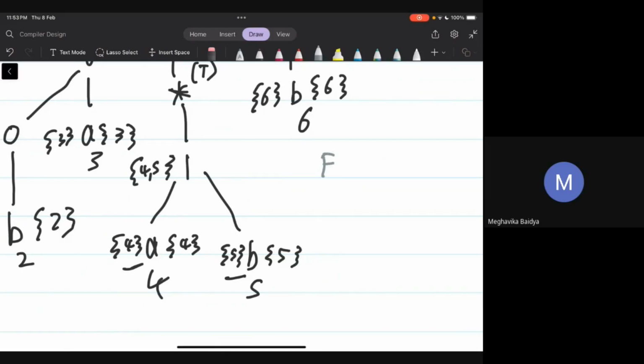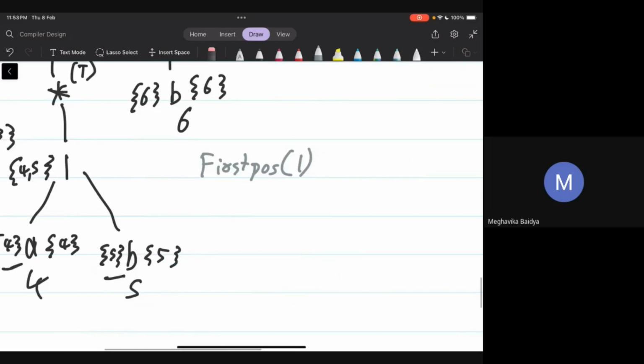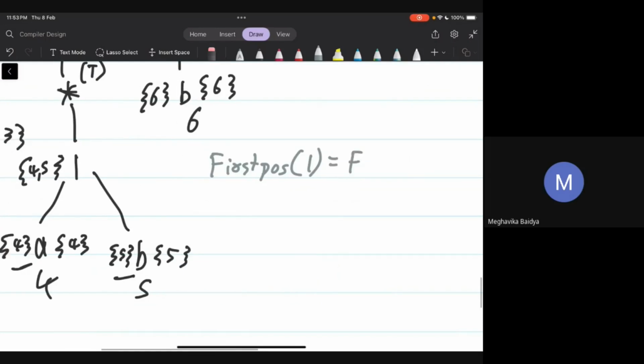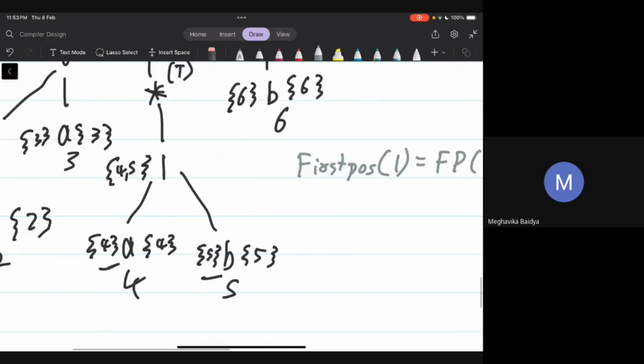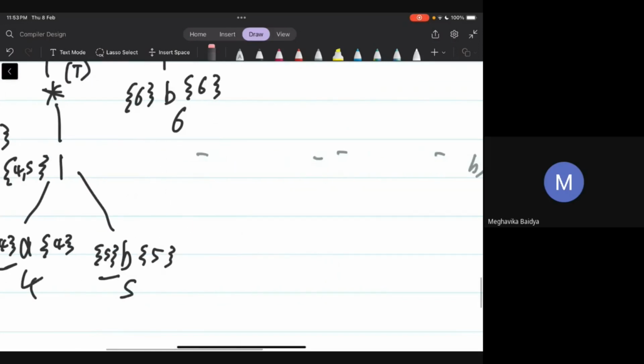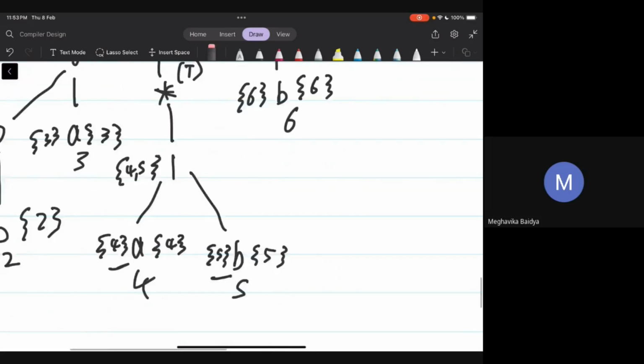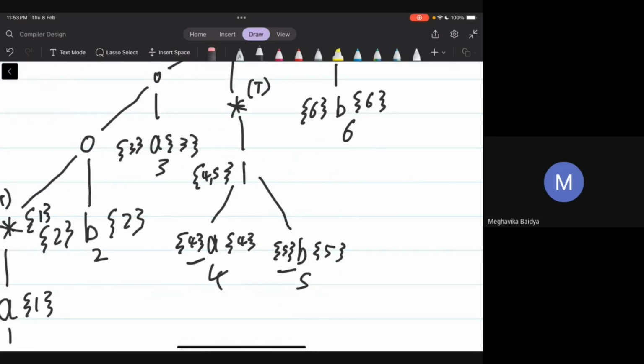You don't have to write the steps, I'm just showing you. The firstpos of OR is FP of A union FP of B, this one, the 4 and 5. Same thing for the lastpos: 4 and 5, because there's a 4 here and a 5 here, the union of lastpos of A and lastpos of B. So this is done.